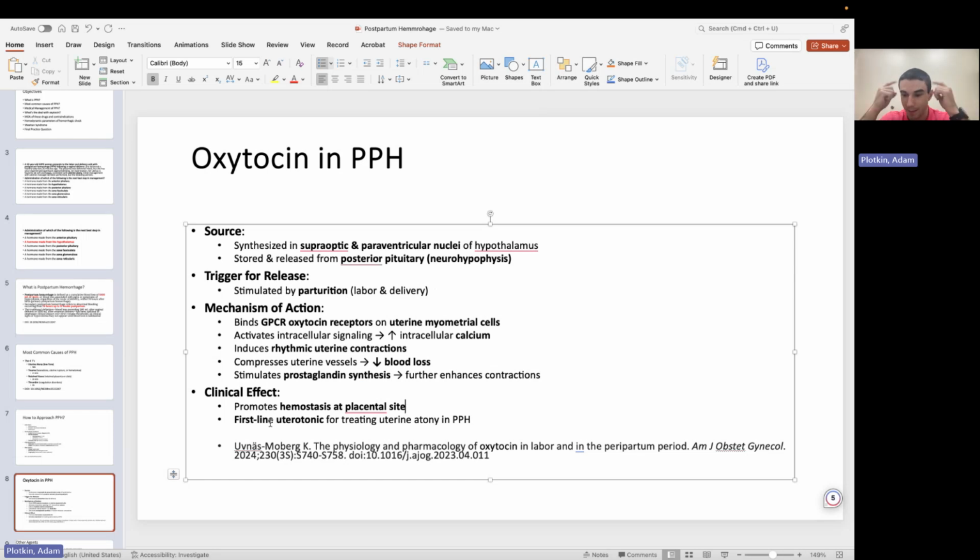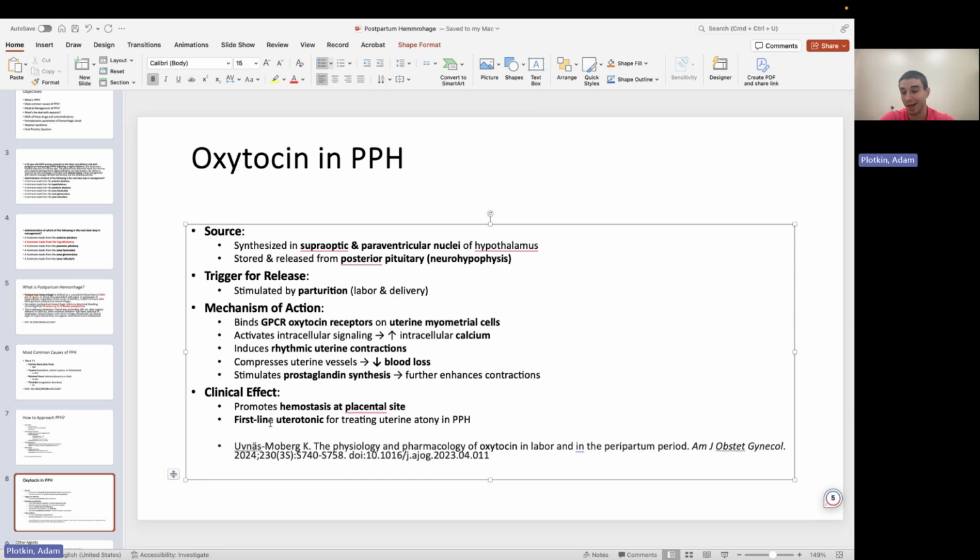So again, made in the supraoptic and paraventricular nuclei of the hypothalamus, travels to the posterior pituitary, and in labor and delivery it gets released. It'll bind to GPCR receptors on the uterine myometrial cell, causes an intracellular signaling cascade, increases calcium. The calcium causes uterine contraction. The contraction constricts the blood vessels in the uterus, which decreases blood loss. The oxytocin also stimulates prostaglandin synthesis, which further enhances contractions.